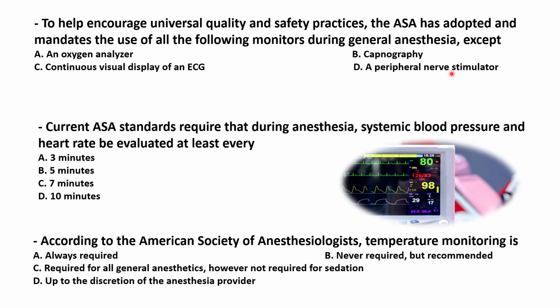Okay, current ASA standards require that during anesthesia, systemic blood pressure and heart rate should be evaluated at least every 5 minutes. And some sources say during OBS and gynae every 3 minutes. But the correct answer, which we should give in our exam, is 5 minutes.